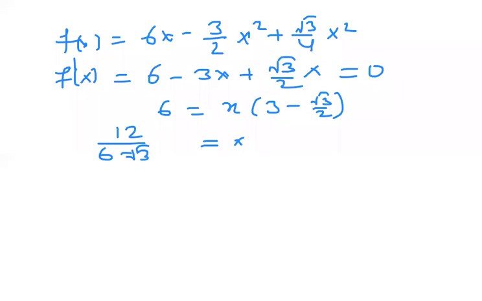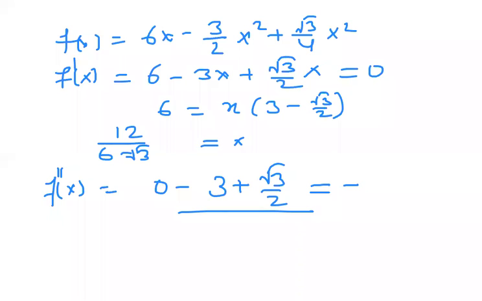this is the value of x. If you want to rationalize, no problem. If you want to leave at this particular place, then also no problem. Now we are going to calculate f double dash x. 0 minus 3 plus root 3 by 2. Ultimately, what it will be, negative or positive? I'm finding it will be negative. For negative, it will be maximum.